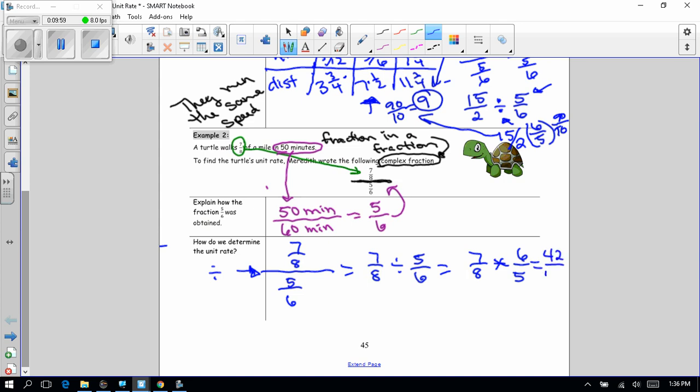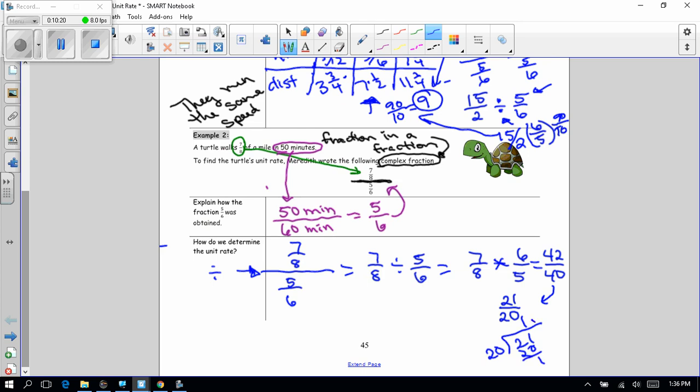8 times 5 is 40. Can I reduce that? Yeah, I can reduce that. That reduces to 21 over 20. But I want this as a unit rate, so I want to divide everything by 20. How many times does 20 go into 21? Goes in there one time.